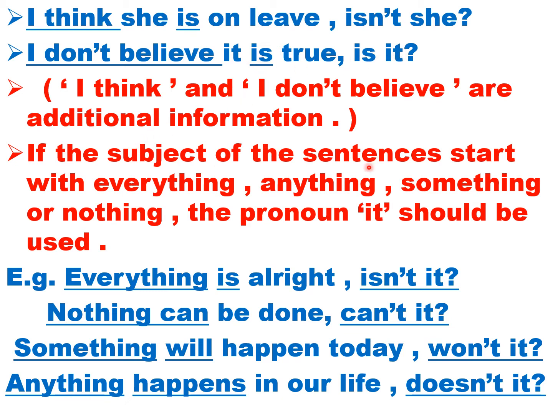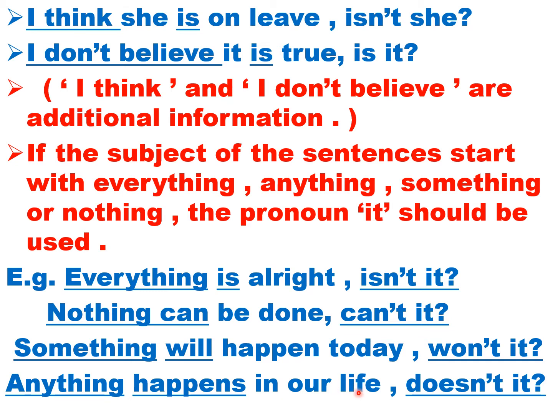If the subject of the sentence starts with everything, anything, something or nothing, the pronoun it should be used. Instead of everything, nothing, something, anything, we must use the pronoun it. Everything is all right. Positive statement, isn't it? Instead of everything, we must use the pronoun it. Nothing can be done. Can, can't it. Something will happen today. Will, so won't it.